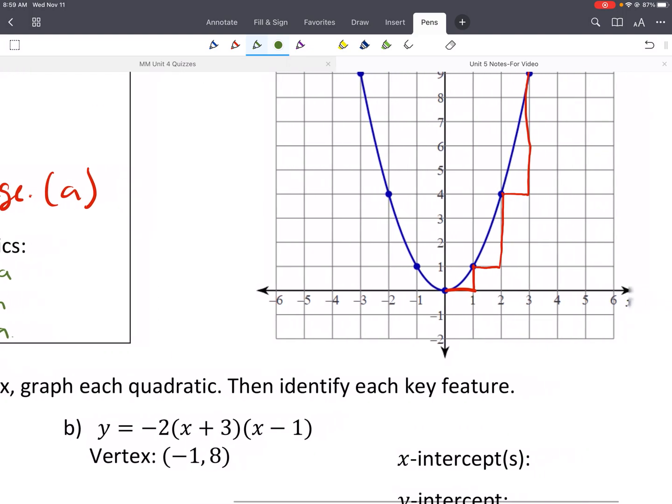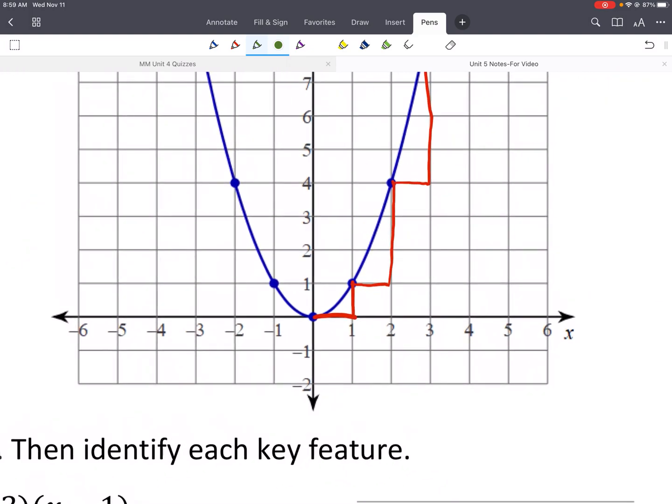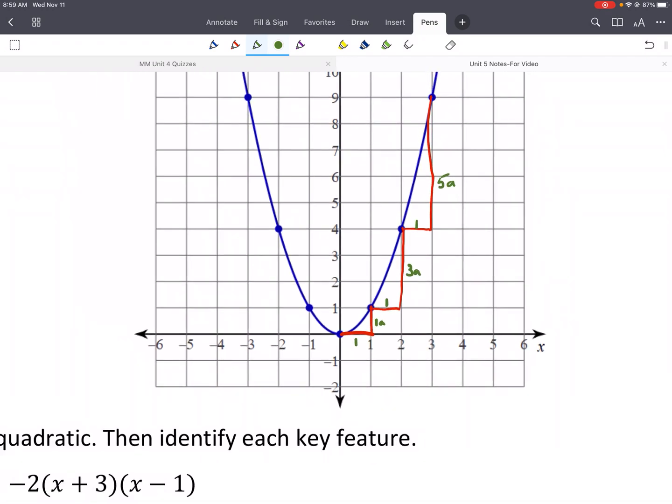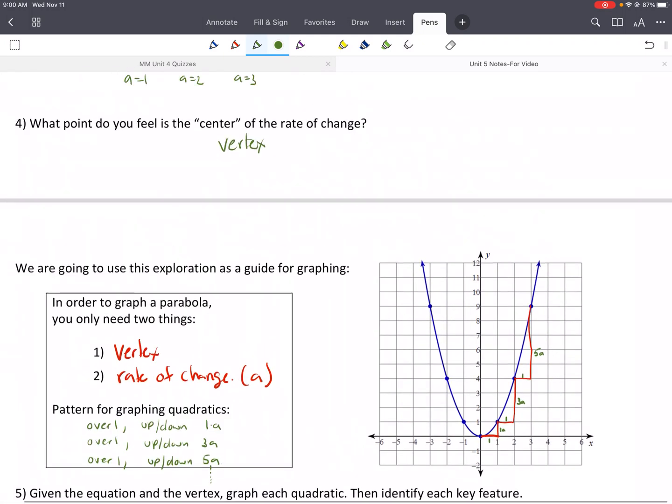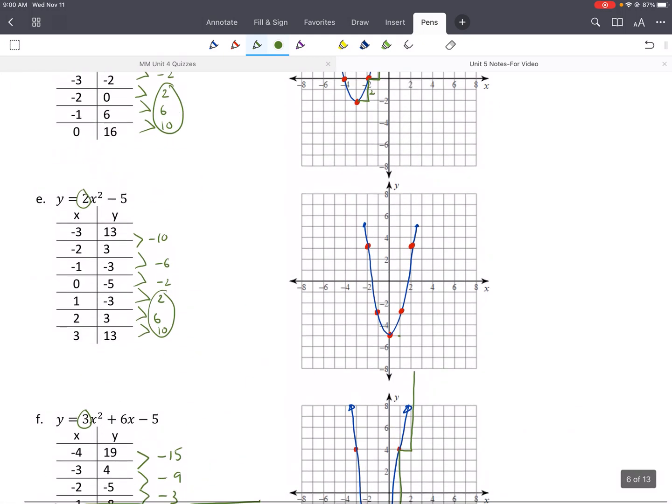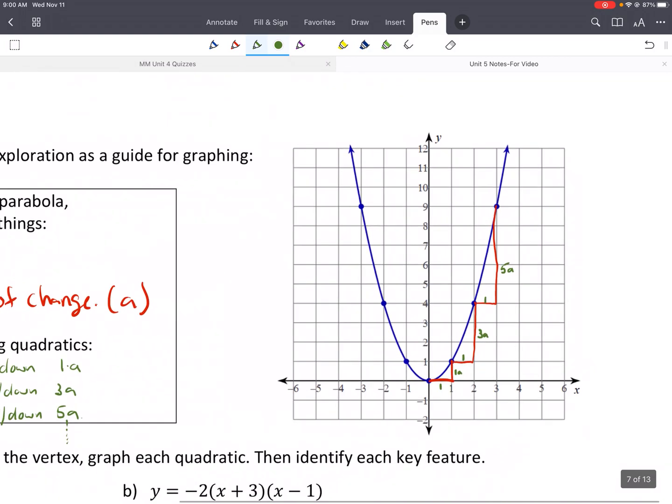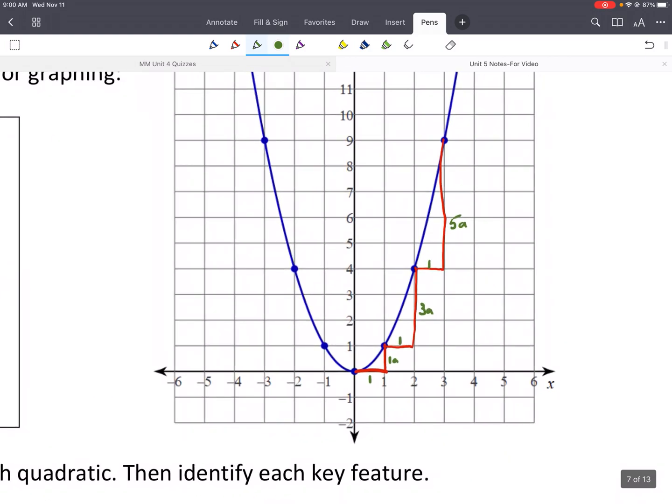So this is kind of like our pattern here, is that we would go over 1 and we'd go up 1. We'll go over 1, up 3. Over 1, up 5. And depending on A, if A is 1, then it would just be 1, 3, 5. If A is 2, then we found out that we would go 2, 6, 10. And that's just 1 times 2, 3 times 2, and 5 times 2.